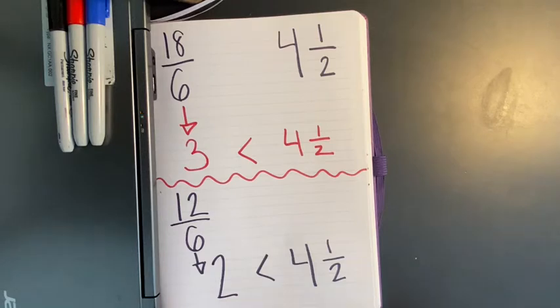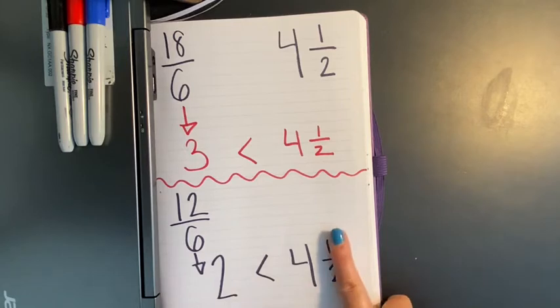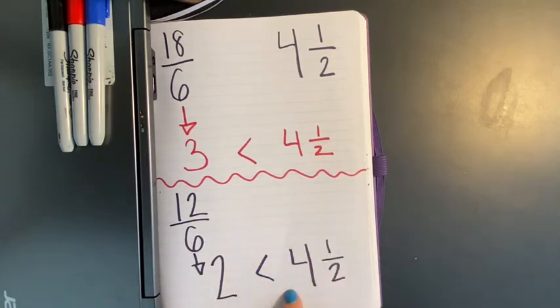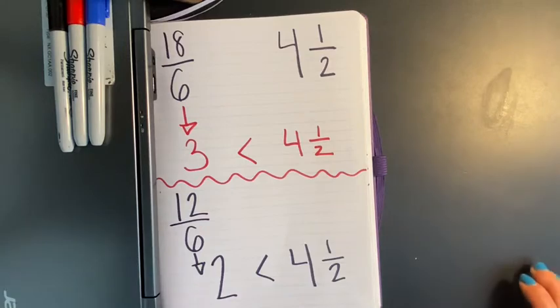And again, we know that we could just compare the 2 whole numbers because they're different. So really this half doesn't even matter in this comparison because 4 is always going to be greater than 2. So I know that 4 1/2 is going to be greater than 2 1/6.